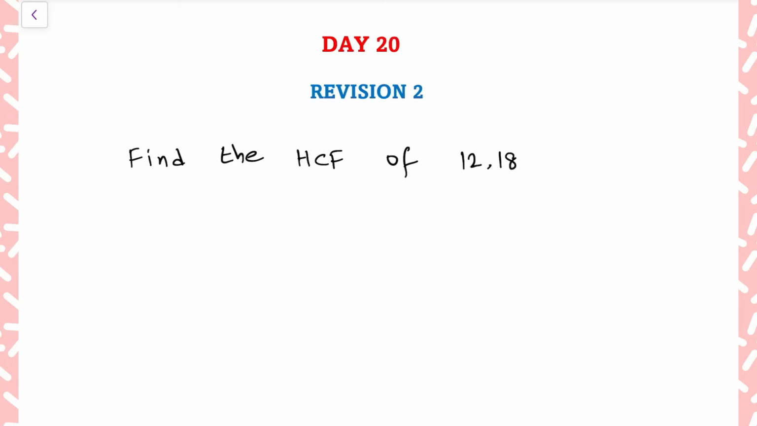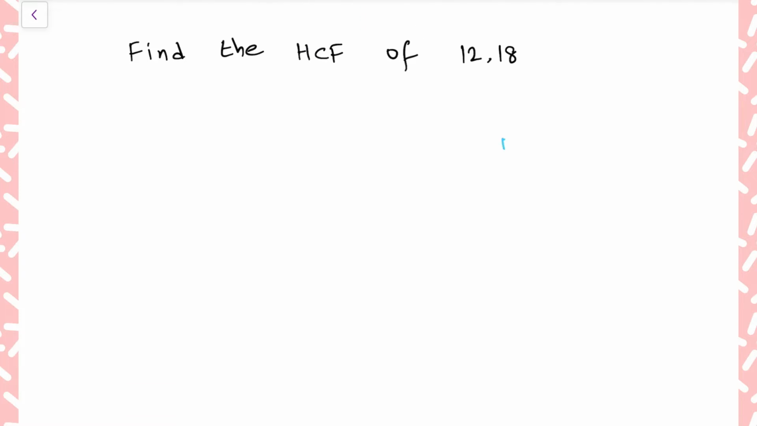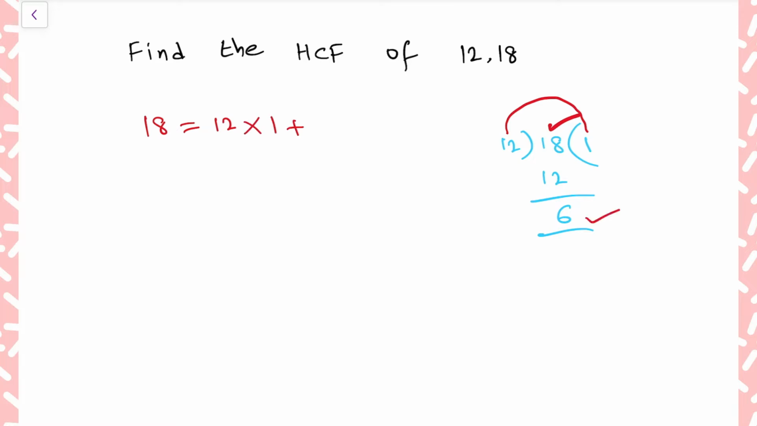Find the HCF of 12, 18 by Euclid's division lemma, or simply EDL. The first thing we need to do is the normal division of the given two numbers. 12 ones are 12, 18 minus 12, 6. Now we need to write this in the form of a equals bq plus r, nothing but dividend equals divisor into quotient plus remainder. Dividend 18 equals divisor into quotient, 12 into 1, plus remainder 6.